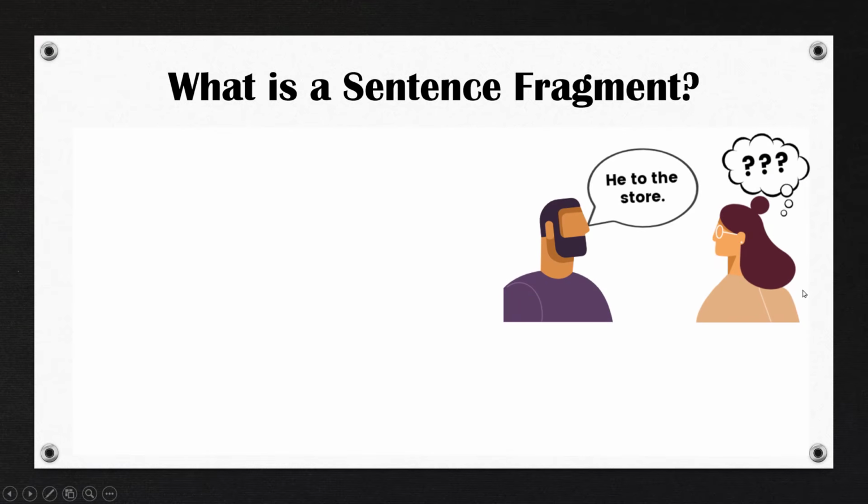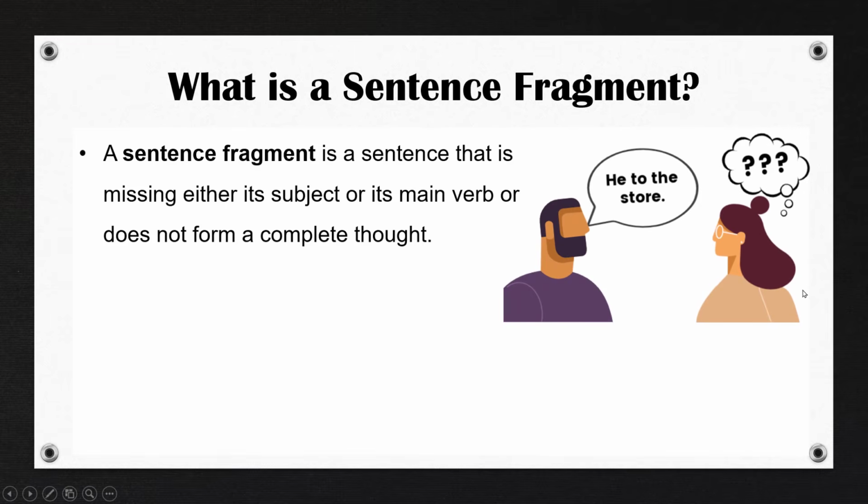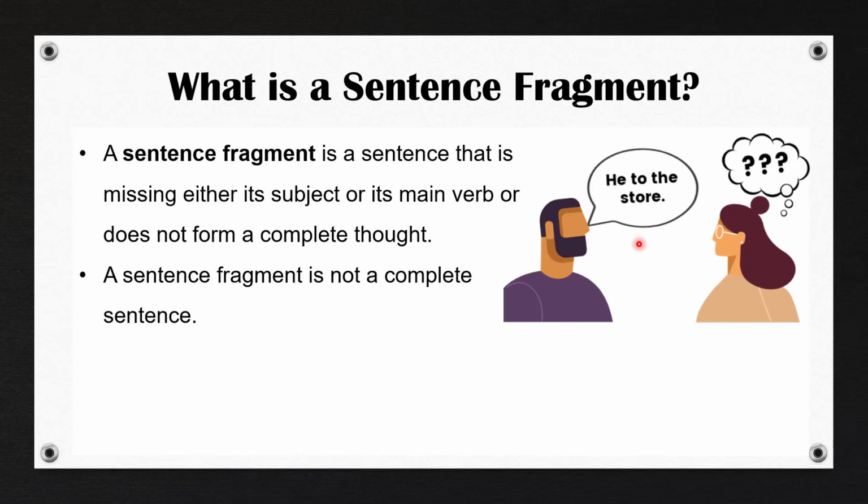So what is a sentence fragment? A sentence fragment is a sentence that is missing either its subject or its main verb or does not form a complete thought. So if we look at this little example, and this man says, "He to the store," well, that is a sentence fragment. It is missing a verb. He went to the store. Now that would be a complete sentence. A sentence fragment is not a complete sentence.